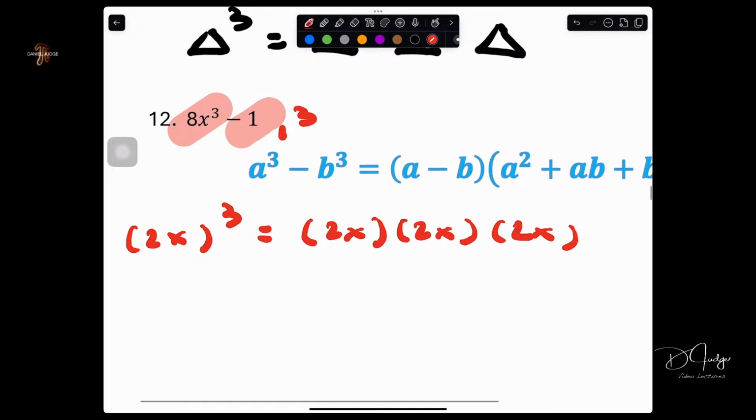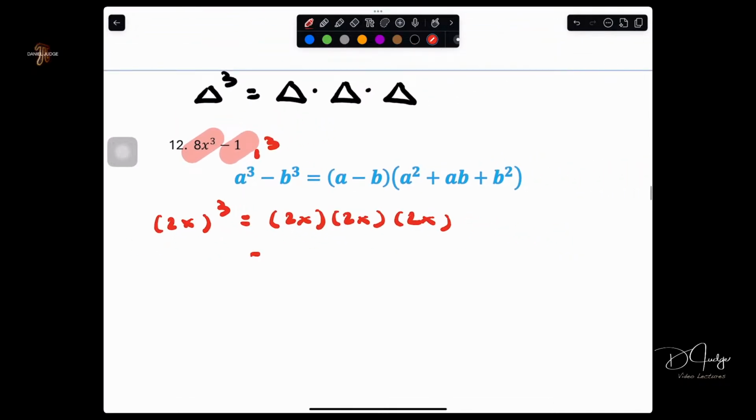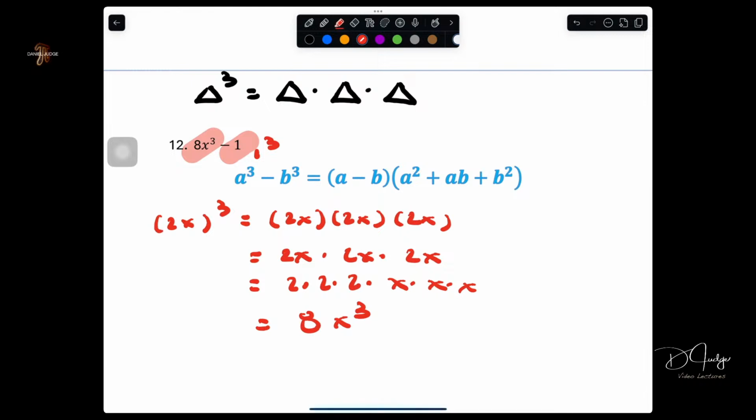Okay? Drop your parentheses. And then the order in which you multiply does not matter. I can switch my order to put all the 2's on one side and all the x's on one side. And then you get 8x to the third power. So, sure enough, we have a perfect cube here.